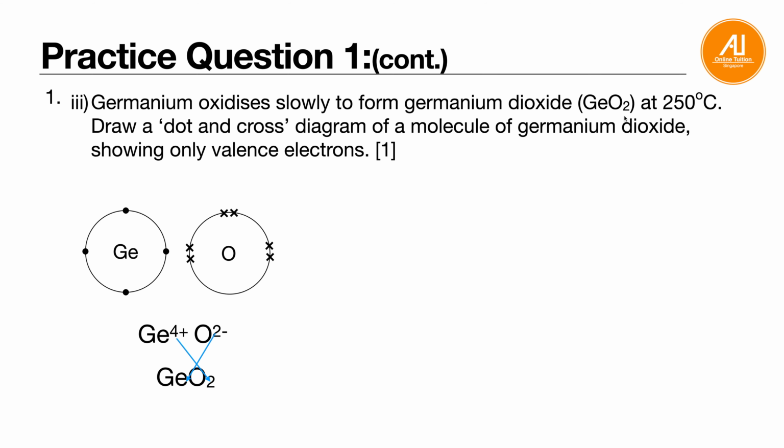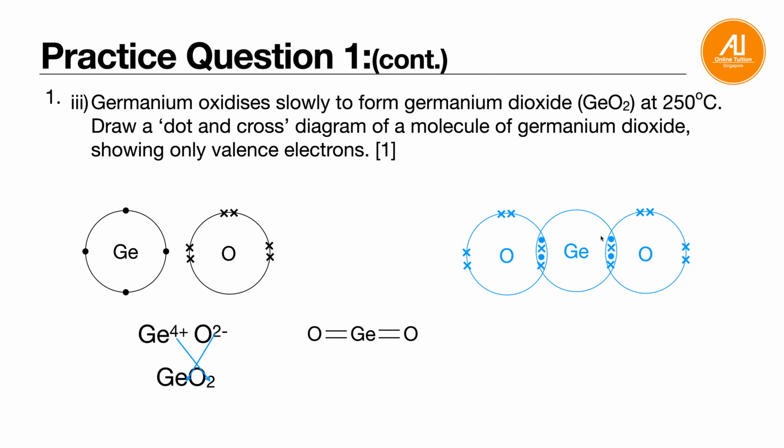Which is given here. Then you realize that germanium needs 4 more electrons, so you form 4 bonds, but oxygen needs 2 more electrons, so you form 2 bonds. Each oxygen will have 2 lines, 2 bonds. And then with this full structural formula, you can draw the dot and cross.